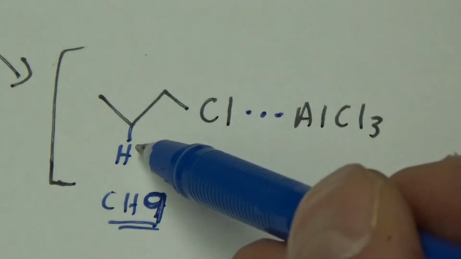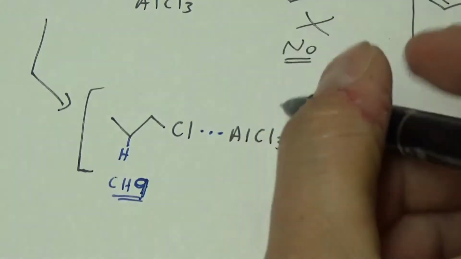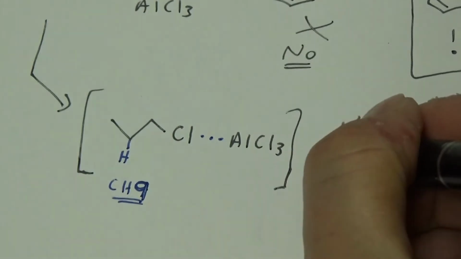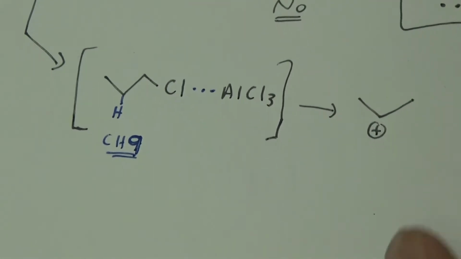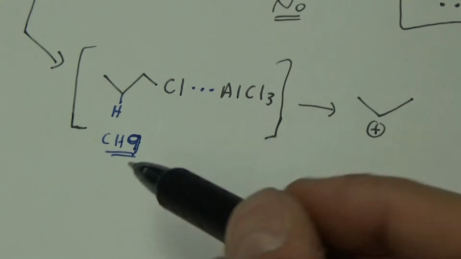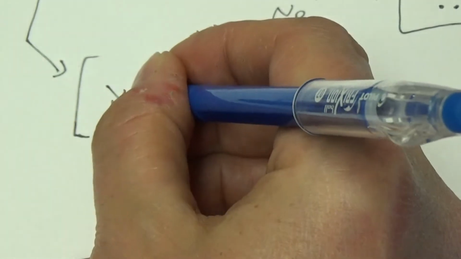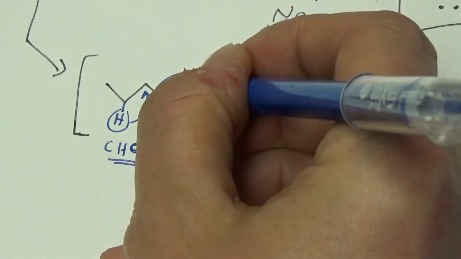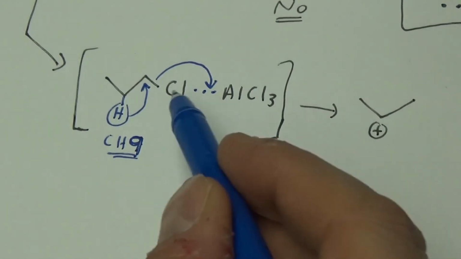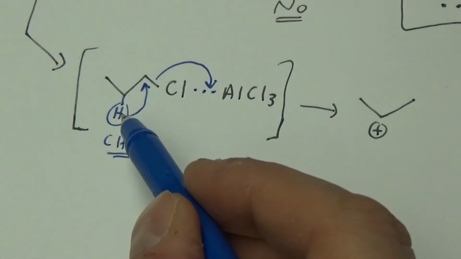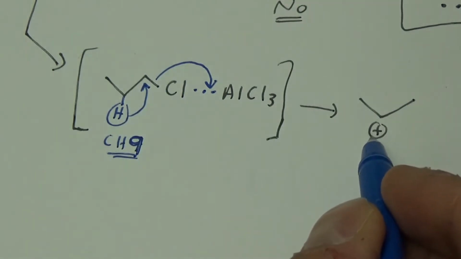But anyway, what's going to happen? We need to make a secondary carbocation. So we need to make this. And how is it going to do that? What's going to happen is the H is going to jump. The bond is going to break and form AlCl4 minus. And what happens when this hydride jumps? What does it generate? A carbocation, right?